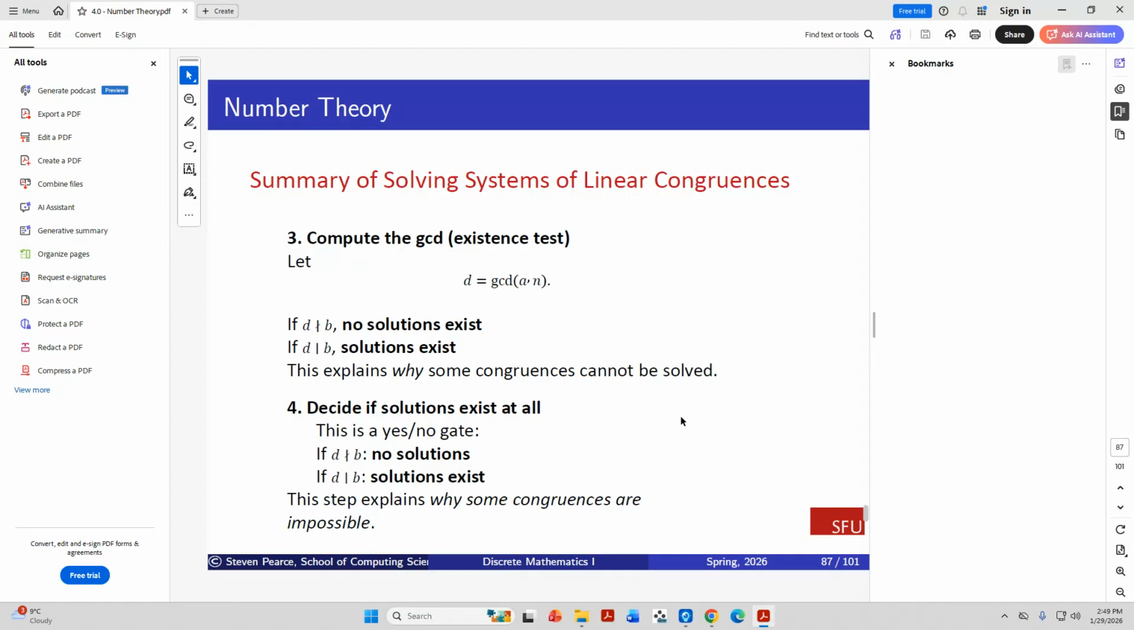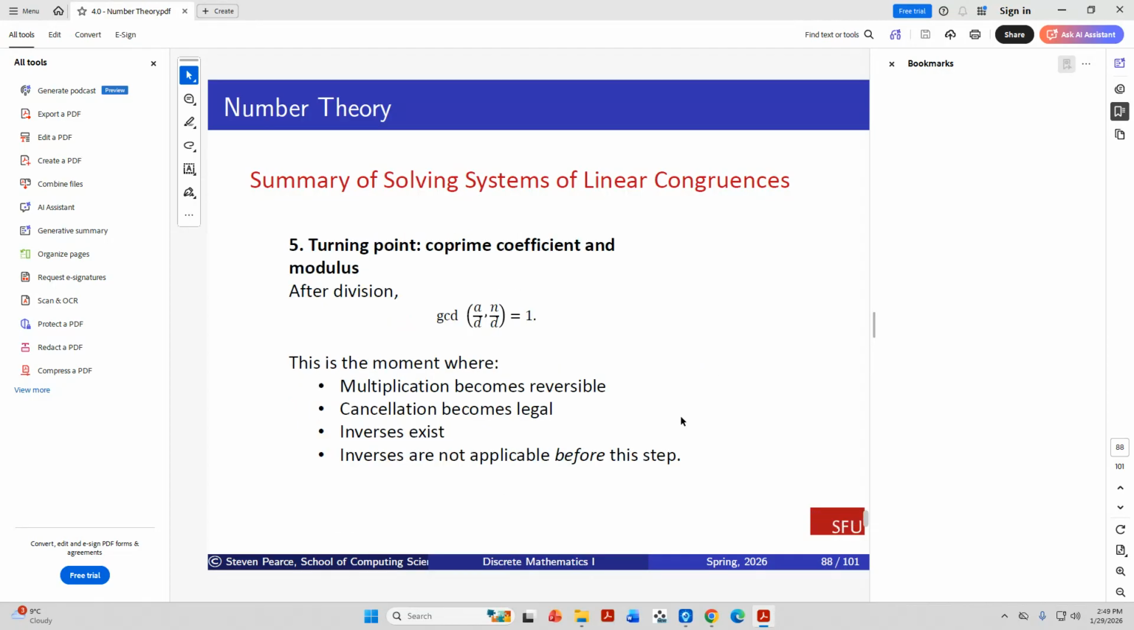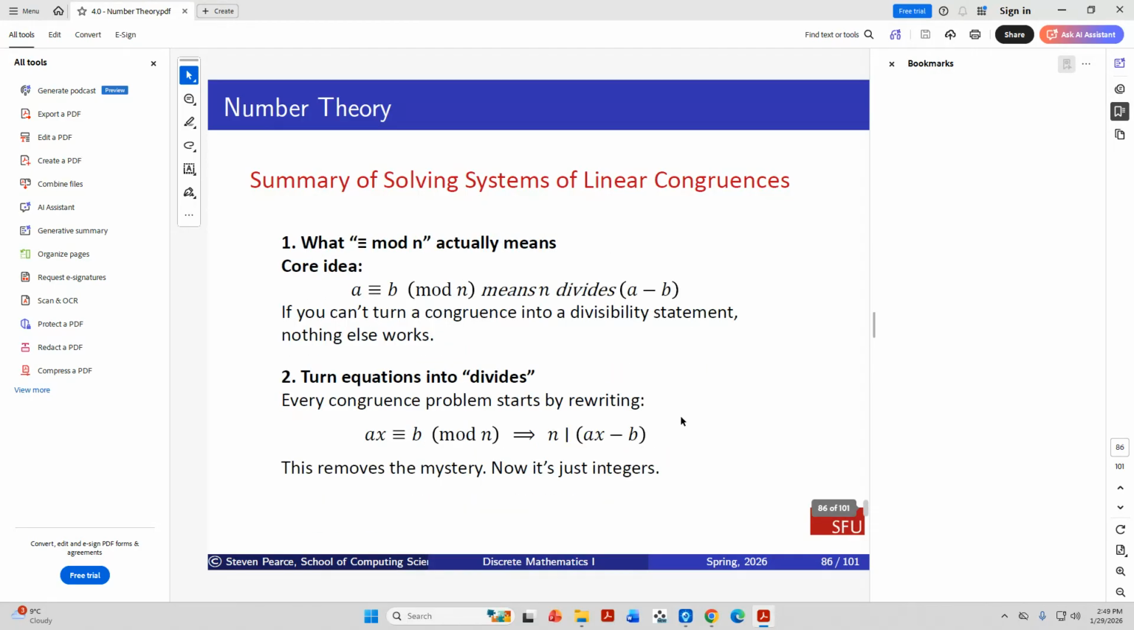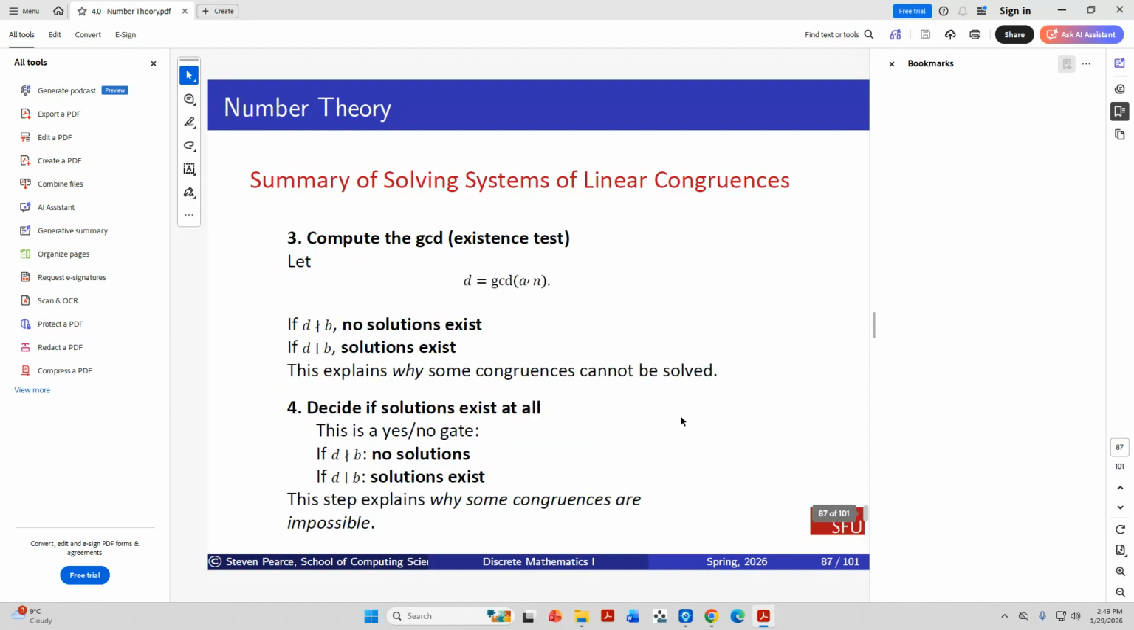Then there's more summary of what we've just gone through. What coprime means. This is summarizing this particular section, 4.5. What does it mean? How do we end up with dividing? And we do the multiplicative inverse. How do we know the GCD exists? There's a test for that. Either D doesn't divide B, which means no solutions, or D divides B, and solutions exist. Decide if solutions exist at all. So some congruences are impossible.